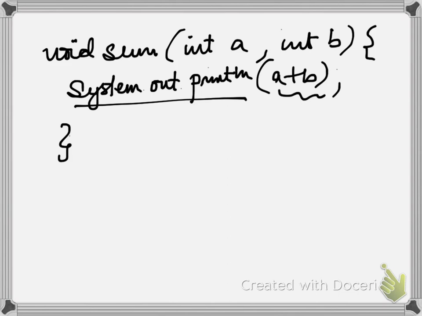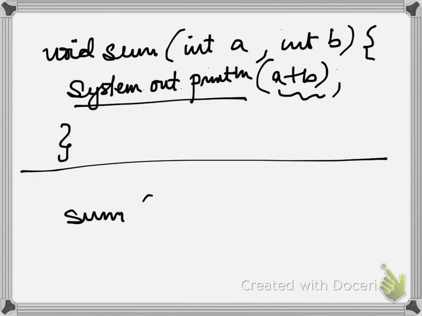Now this is the definition. Let us look at the call. So the method call here would be sum, let's say 2 and 5. Since this method does not return anything, I don't need to assign it to a variable. So I don't have to write something like I wrote earlier. This part is not required because the method does not return anything.